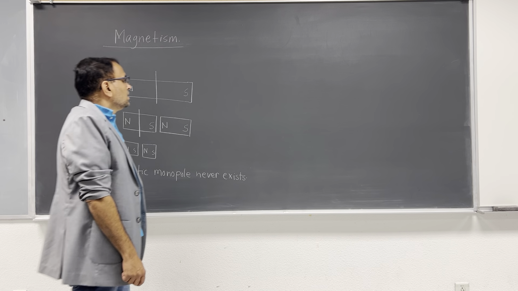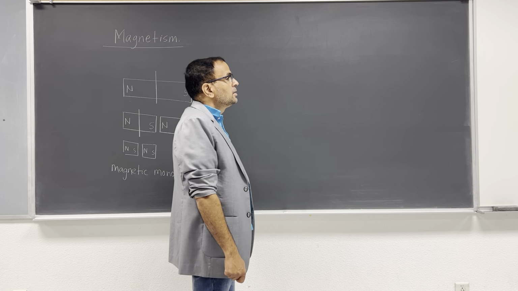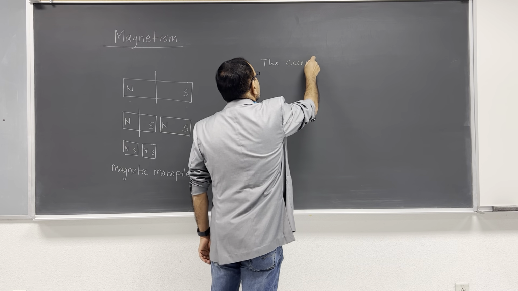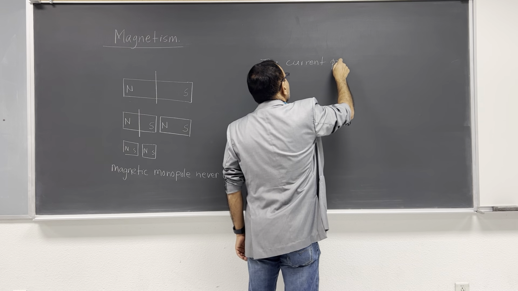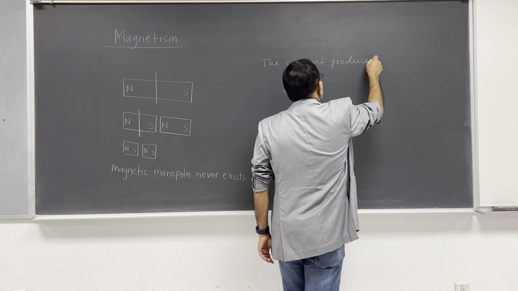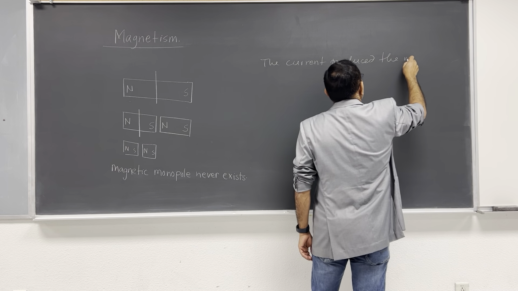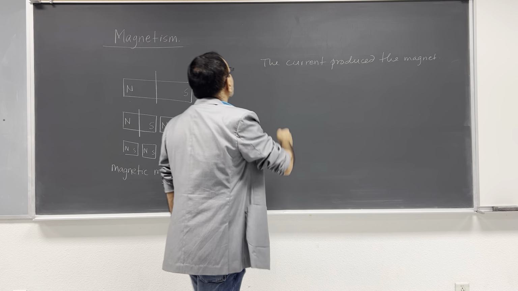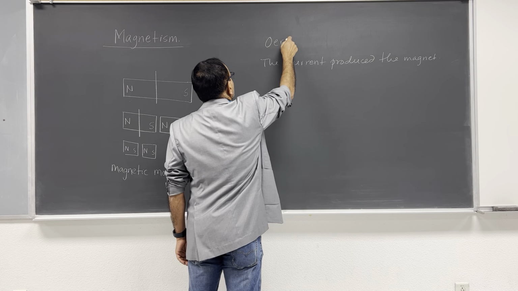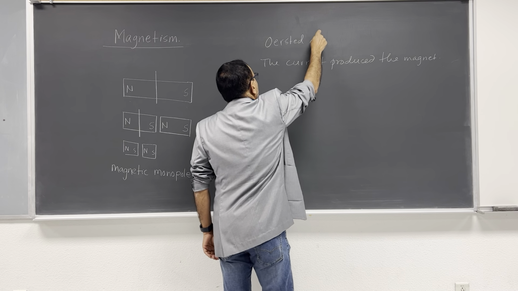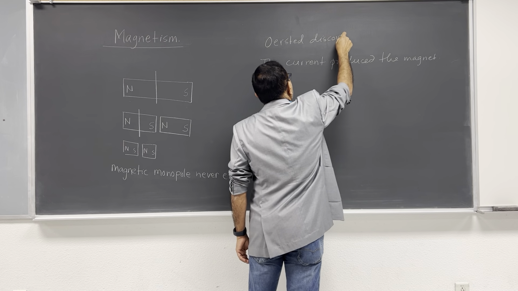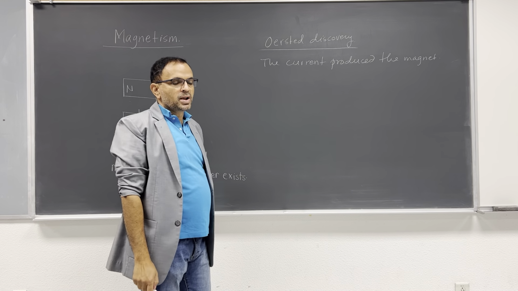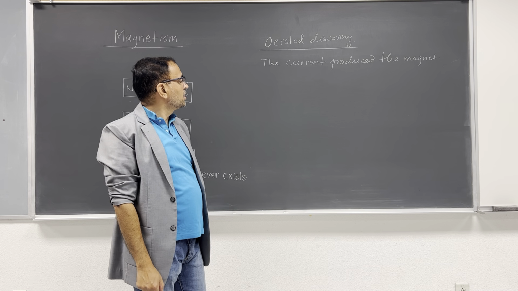Okay, and the current produced the magnet. This is Oersted's discovery. So current produced the magnet. Let me explain more about it.